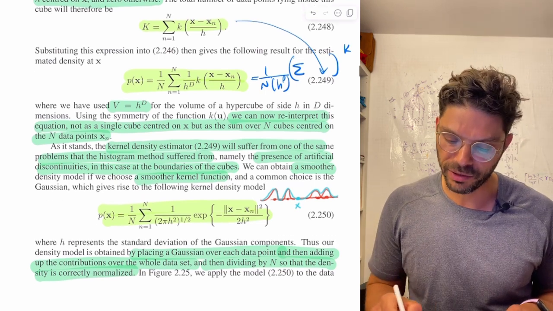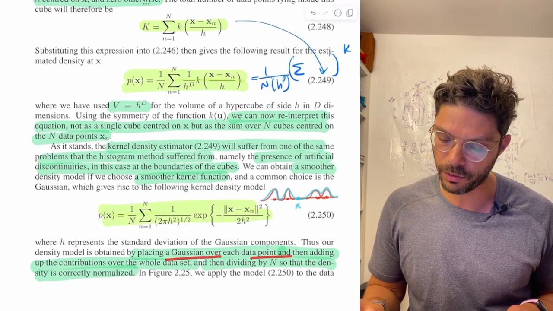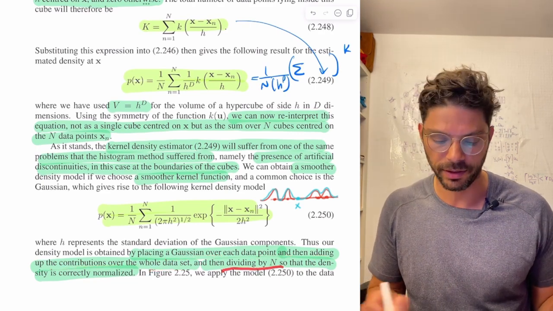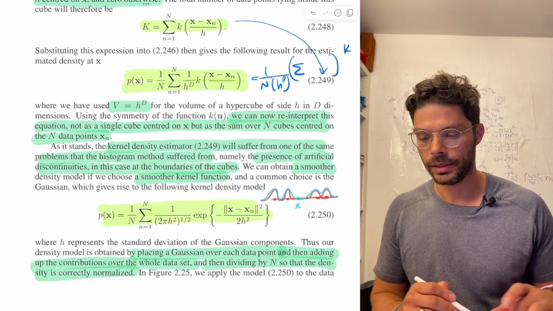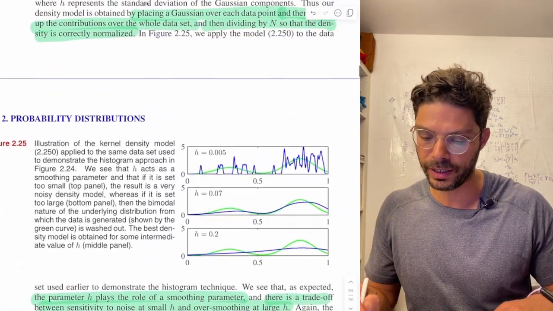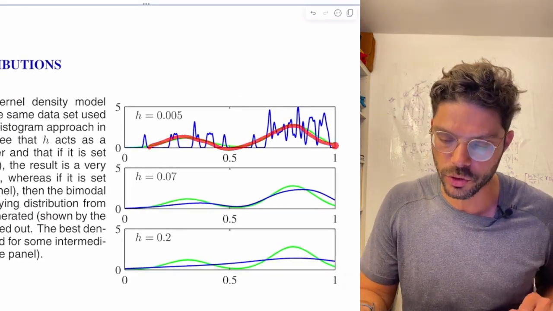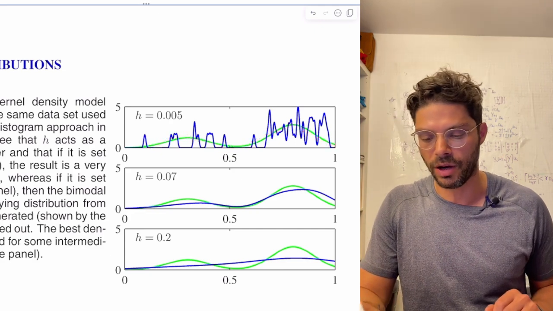Thus, our density model is obtained by placing a Gaussian over each data point and then adding up the contributions over the whole data set, and then dividing by n so the density is correctly normalized. Let's have a look at what it looks like. Again, the points were drawn from the distribution, though he hasn't shown the data points.